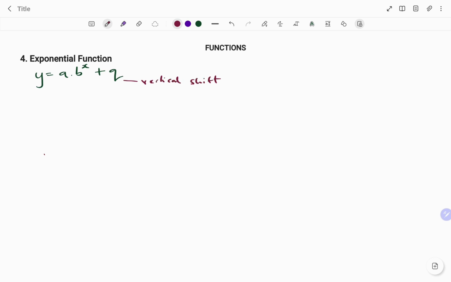Vertical shift. And if q is greater than 0, or positive, that's going to be a vertical shift upwards. And if the value of q is negative, or less than 0, that will be a downward shift. In this case, the value of b determines the shape and steepness of my graph.